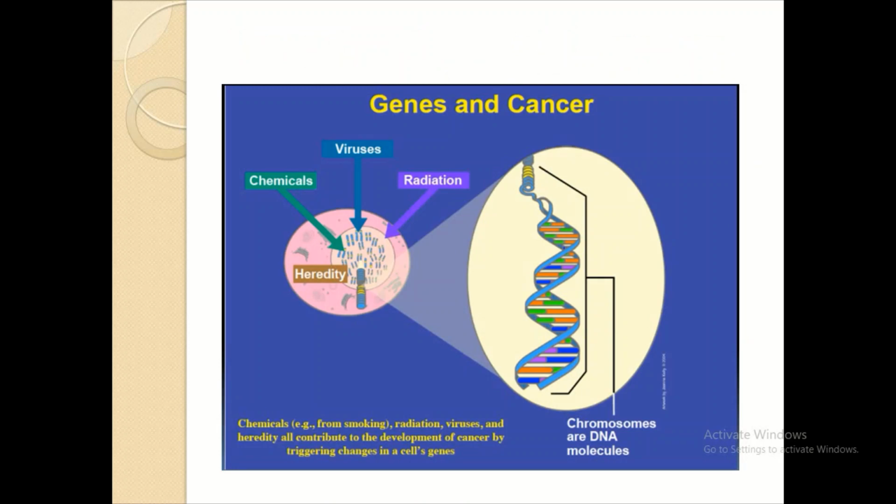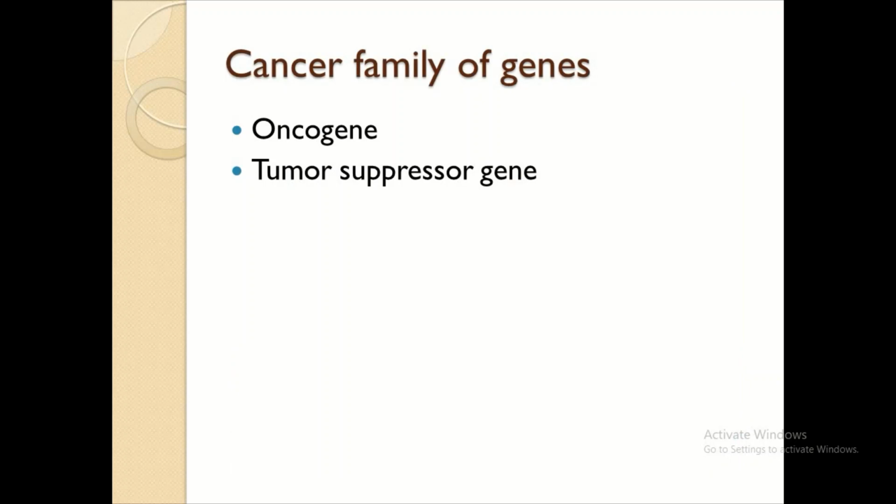So this is a typical picture where chemicals, viruses and radiations induce DNA damage, that is mutations. These mutations accumulate in the cells and proliferate, and that will transform a normal cell into a cancerous cell. This is a typical mechanism. The two cancer gene families I told you about in the previous slide are the oncogene and the tumor suppressor gene. We are going to see in detail what an oncogene is, what a tumor suppressor gene is, and how they are activated in part 2 of the video.